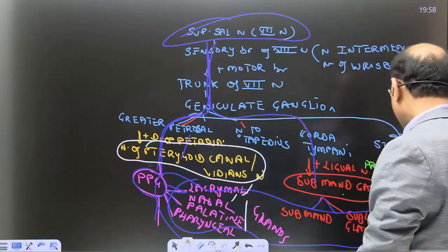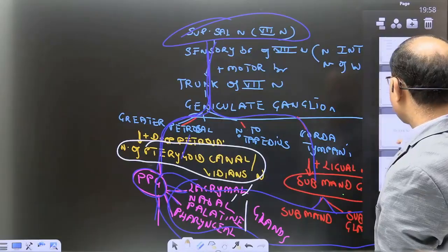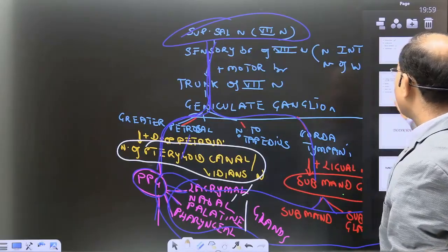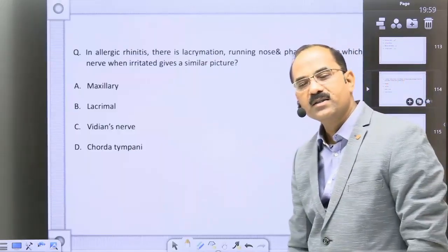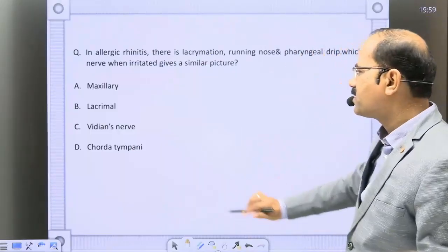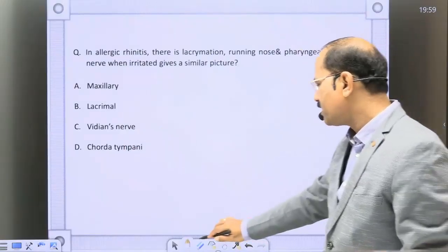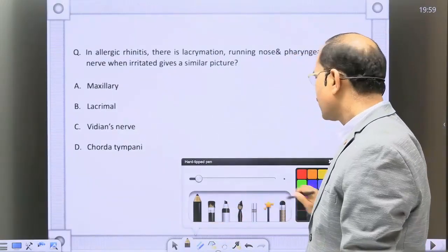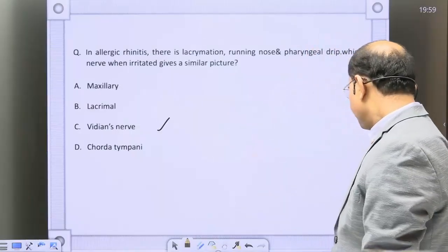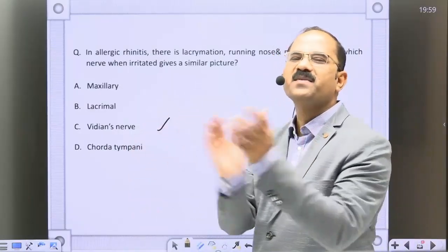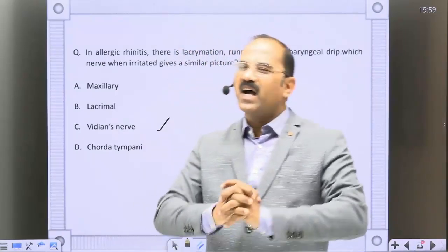Right. So which nerve when irritated gives rise to symptoms of allergic rhinitis? Your answer is the Vidian's nerve. Vidian's nerve. Clear, students? I hope this is clear to you.